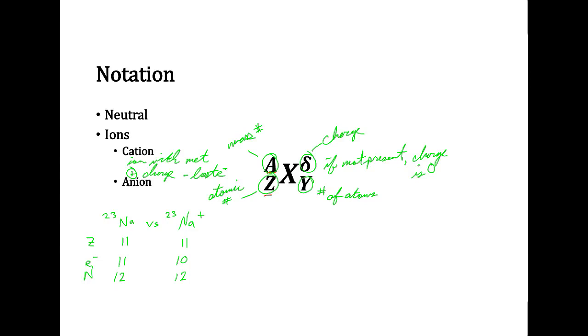Okay, well, let's consider an example of maybe chlorine 35 versus chlorine 35 with a minus charge. So this is what we would call an anion. The anion can be described as an ion with a net negative charge. And this is a species that has gained electrons.